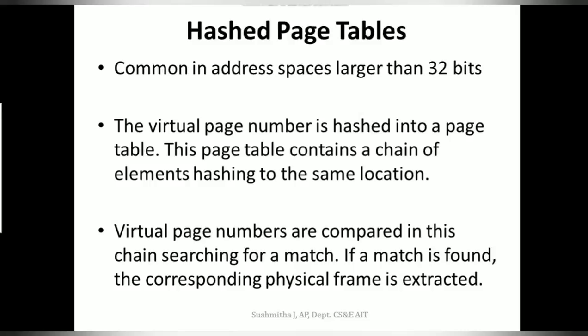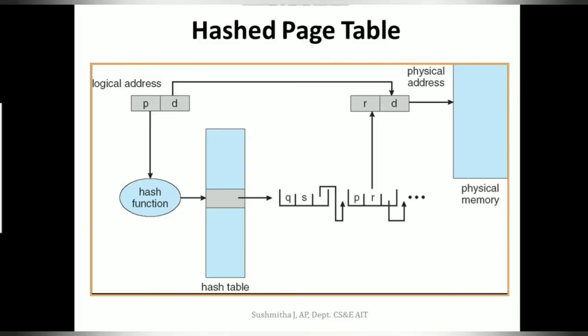So we use a hashed page table, which uses a hash function and a method of chaining, which eventually reduces the excessive page table size and also makes the search faster. Now let us see what the hashed page table has. Previously we had the page table; here we have a hash table. So how does the hashed page table work?